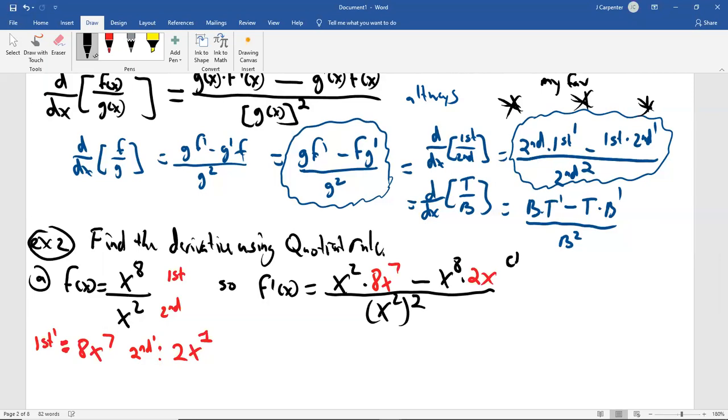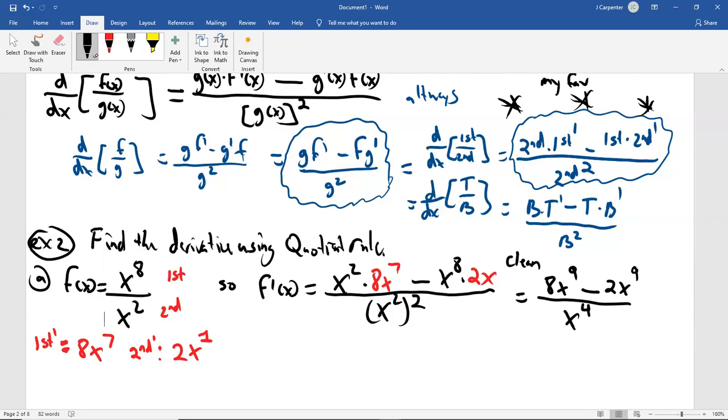And then we can clean this up. So x squared times 8x to the 7th is going to be 8x to the 9th, minus x to the 8th times 2x would be 2x to the 9th. And over x squared squared, we just multiply the exponents and you get x to the 4th. Yes, you get the same thing if you add them, but that's not the rule. If this was an x cubed being squared, this would be x to the 6th, not x to the 5th. Make sure you know your exponent rules inside and out. There is no excuse in a calculus class not to know your algebra rules.